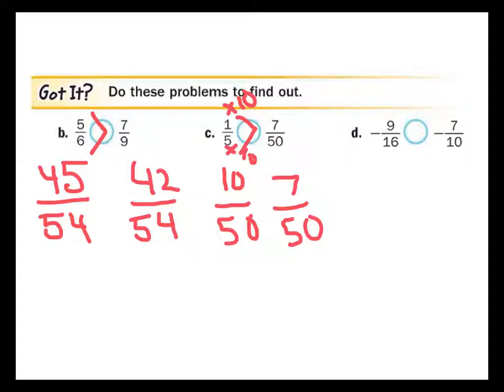Notice, Caleb found the least common denominator between these two fractions, which, as it turns out, is 50. And it is true, 10 over 50 is bigger than 7 over 50. Excellent work. All right, who would like to solve D for us, please?